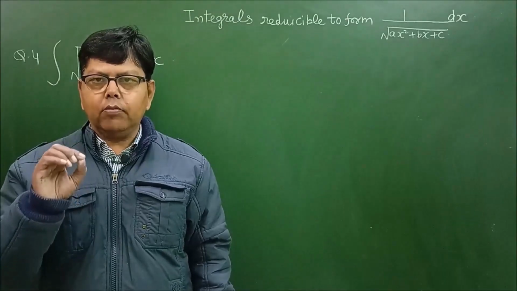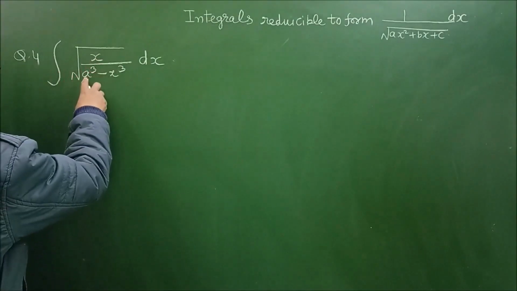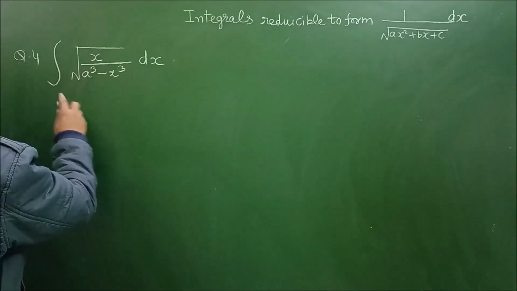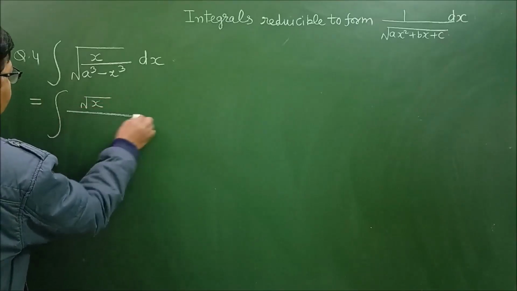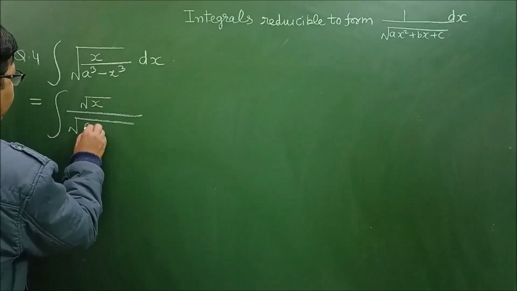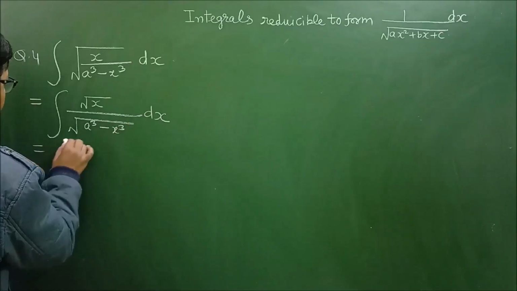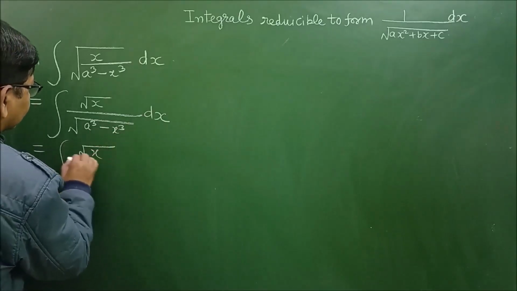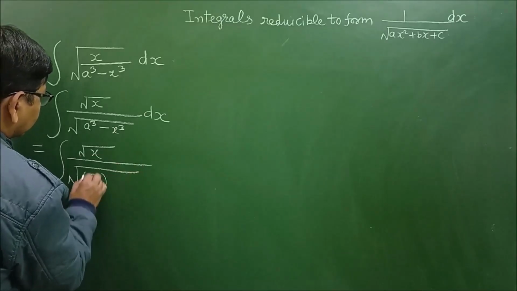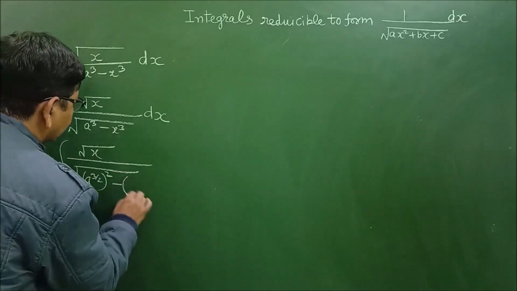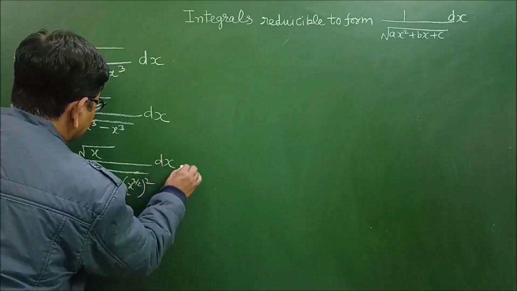Next question, question number 4. Find the integral of under root x upon a cube minus x cube dx. So this integral can be written as the integral of square root of x upon square root of a cube minus x cube dx, which is equal to the integral of under root of x upon under root of (a raised to the power 3 by 2) square minus (x raised to the power 3 by 2) square dx.